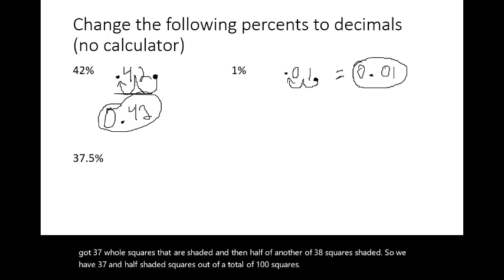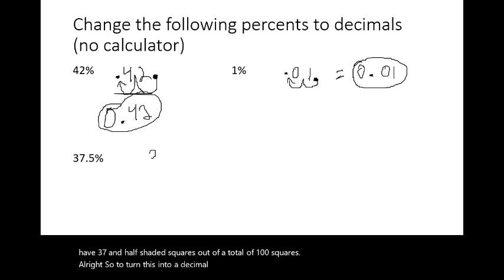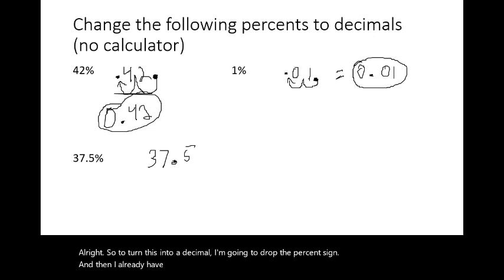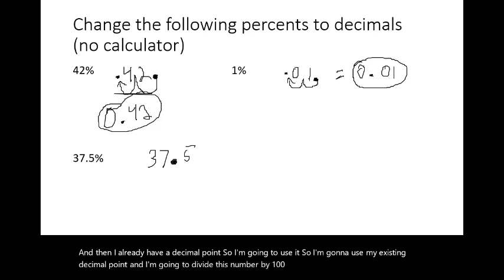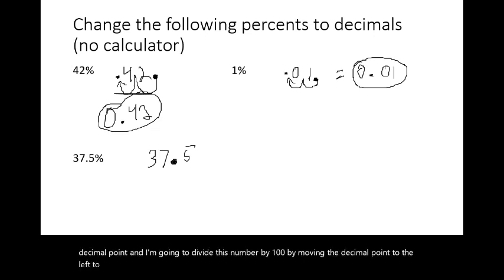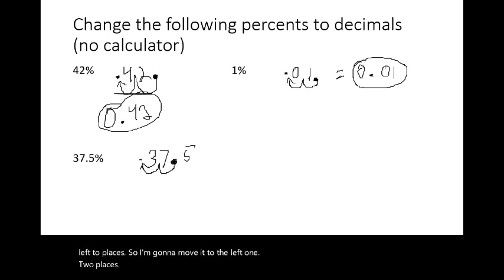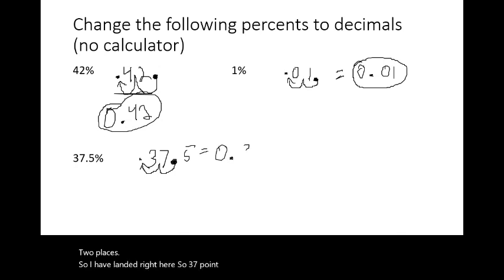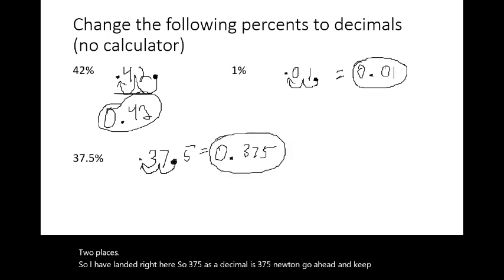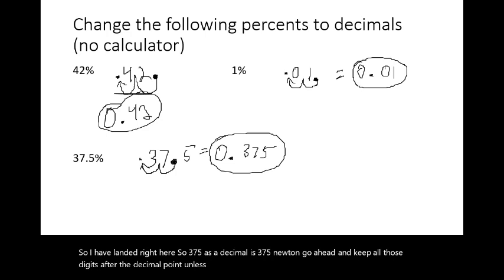All right, so to turn this into a decimal, I am going to drop the percent sign. And then I already have a decimal point, so I'm going to use it. So I'm going to use my existing decimal point, and I'm going to divide this number by 100 by moving the decimal point to the left 2 places. So I have landed right here. So 37.5% as a decimal is 0.375. You can go ahead and keep all those digits after the decimal point unless the problem tells you to round.